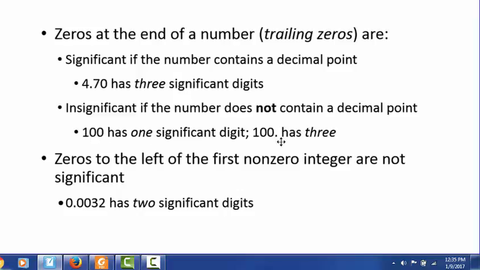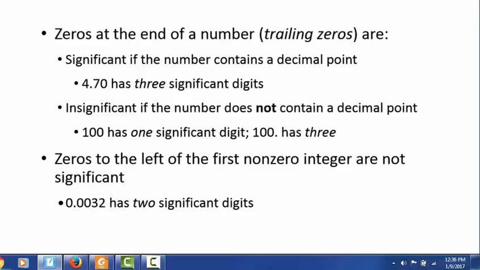Now, if I did put a decimal in the end there, it doesn't matter where the decimal is. It could be in the middle of the number, the beginning of the number, at the end of the number. As long as there's a decimal somewhere, then trailing zeros will count. So 100 point would have 3 significant figures. Leading zeros, zeros to the left of the first non-zero, which you only see when there are decimal places, are not significant under any circumstance, never significant. So 0.0032, these leading zeros are not significant, so only the 3 and the 2 are significant digits.